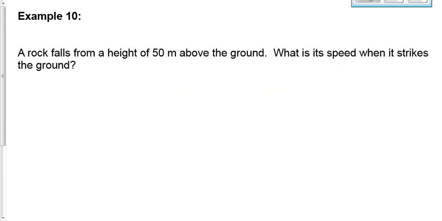Let's do one more example here before our break. Example number 10. It says a rock falls from a height of 50 meters above the ground. What's the speed when it strikes the ground? We got one thing given to us here. 50 meters. It's gravity, right? What is gravity? We're going to make it negative 9.81 because it's going to speed up in the negative direction, right? We're going to say A is equal to negative 9.81 meters per second squared.